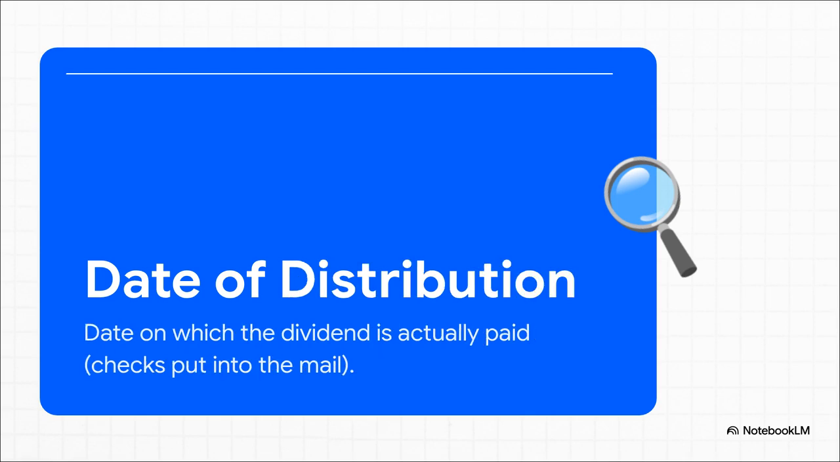And finally, we reach the finish line, the date of distribution. Payday! This usually happens around 2 to 4 weeks after the date of record. The checks are quite literally put into the mail, or, assuming Tech Corp is actually living in the 21st century, the funds get electronically zapped right into investors' brokerage accounts.